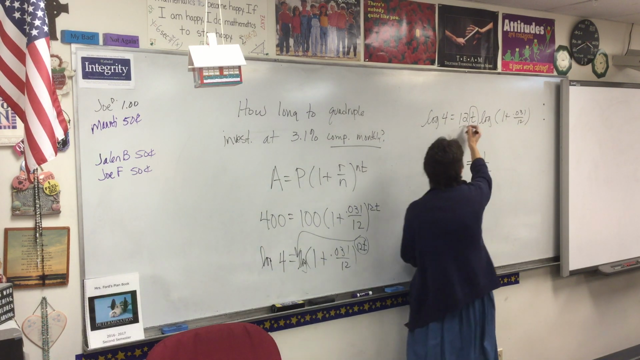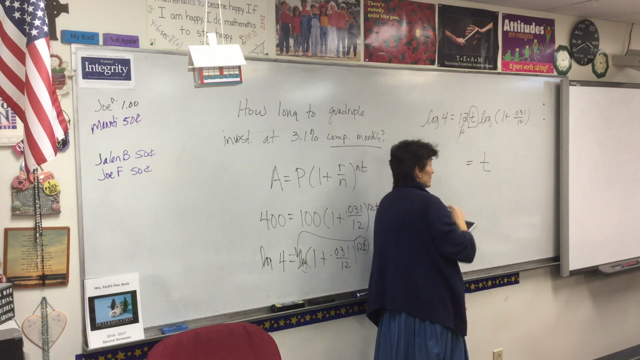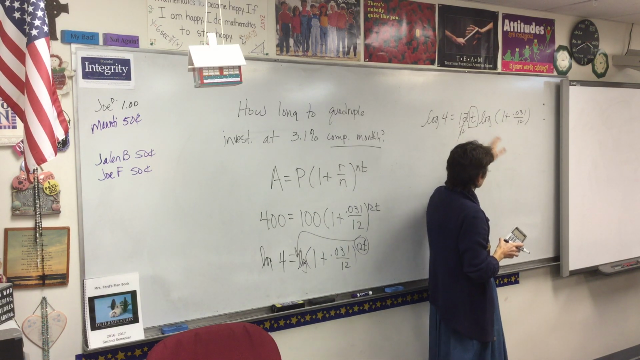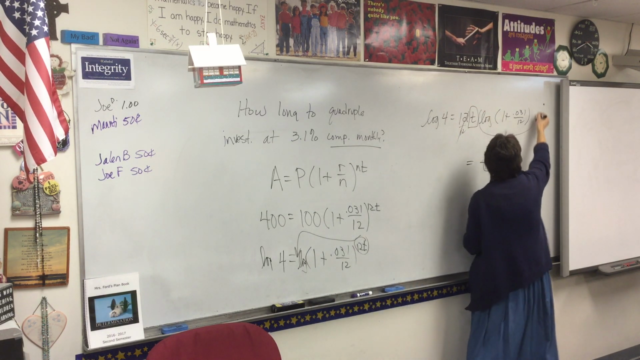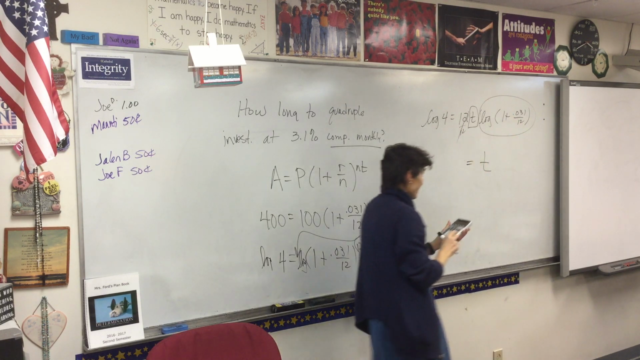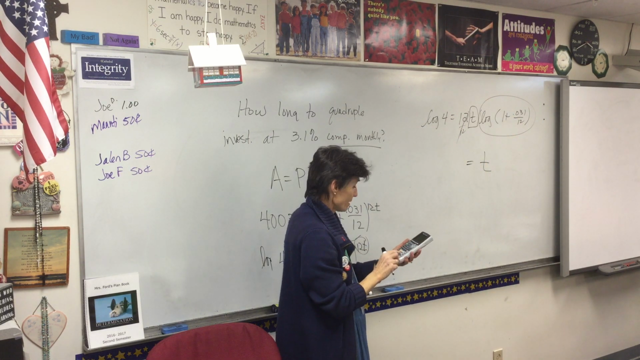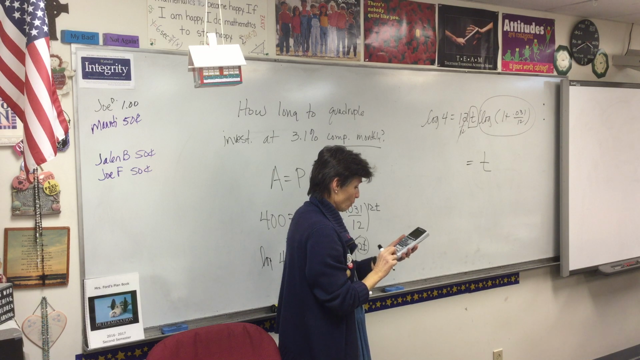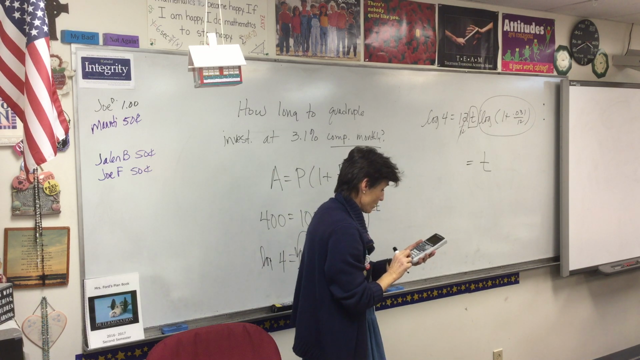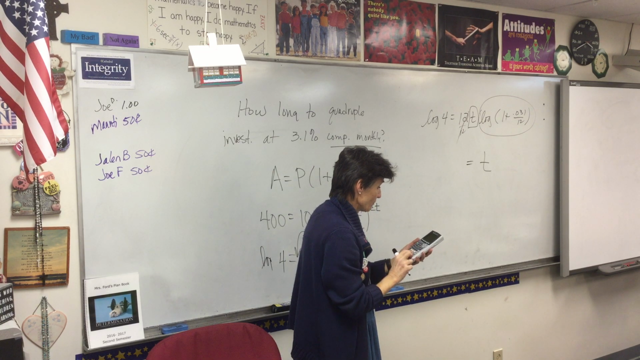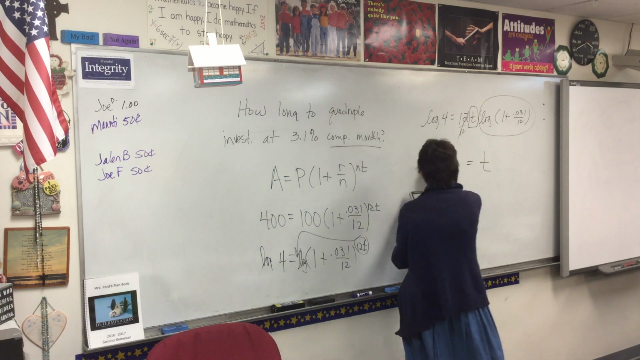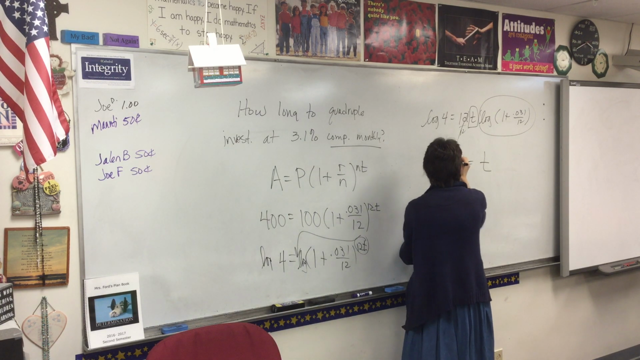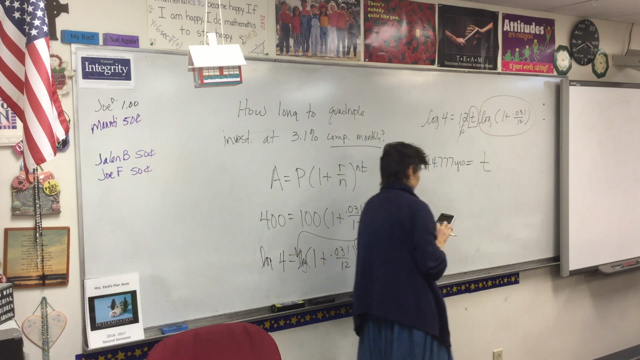So I've divided by the 12, so it's gone. But I want to get t completely by itself. So what else do I need to divide by? The log. So I'm going to hit divided by log of 1 plus 0.031 divided by 12. And the answer is it's going to take 44.777 years.